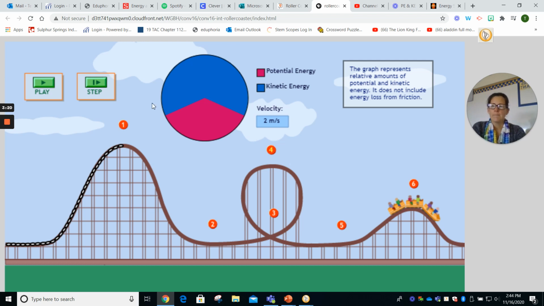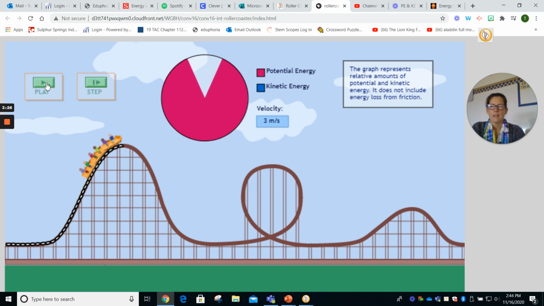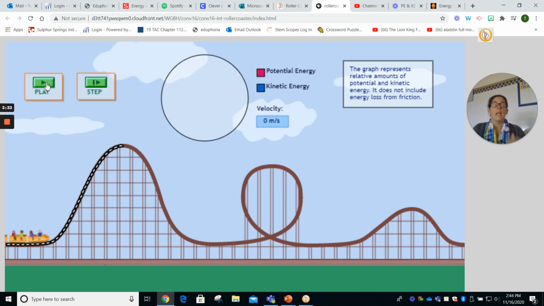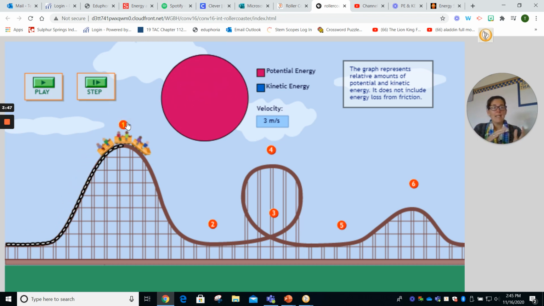Y'all want to see it in motion again? There's play, and we'll watch him go through it again. Oh, that's pretty cool. I love it. Okay, so I gave you the link to this roller coaster too, so that you could play with it and pause it and do the steps yourself. And maybe that would help you figure out where the different pieces and parts of potential and kinetic energy are as far as a roller coaster goes.